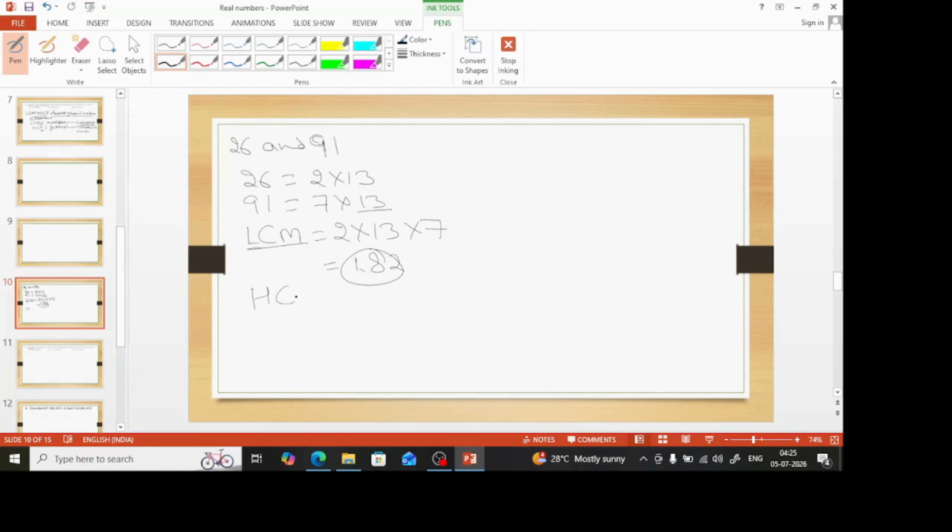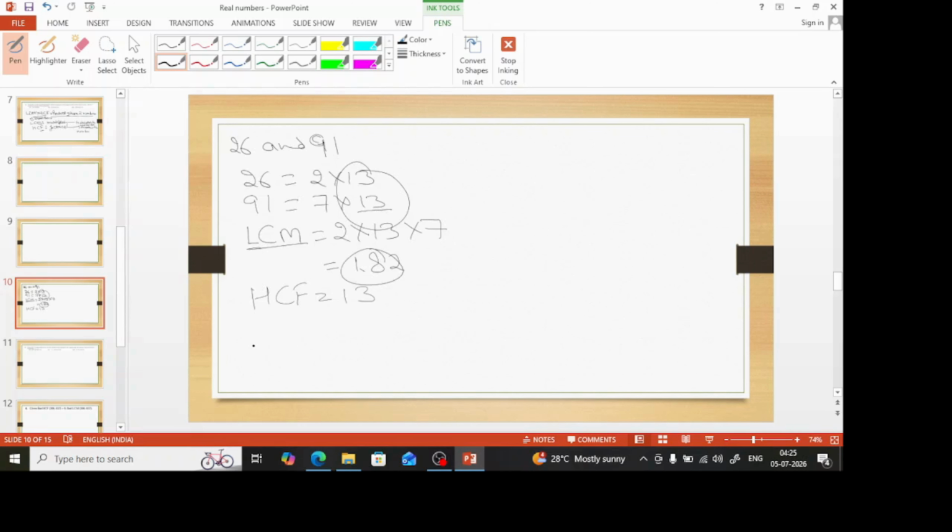Now HCF. In case of HCF, we will write the number which is common in both of them, like 13. 13 is the common number, meaning 13 can divide 26 as well as 91. I repeat, in case of LCM, 182 is divisible by 26 and 91. There is a difference between LCM and HCF: HCF is the number which divides both numbers, and LCM is the number which is divisible by both numbers. Okay, so LCM we have calculated, HCF we have calculated.